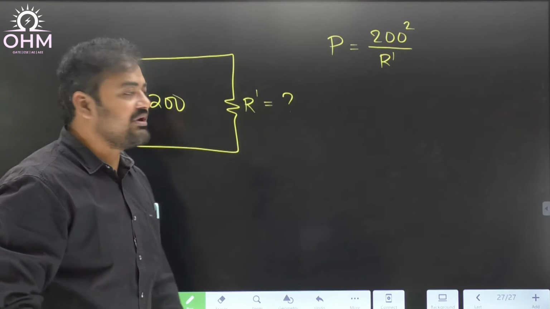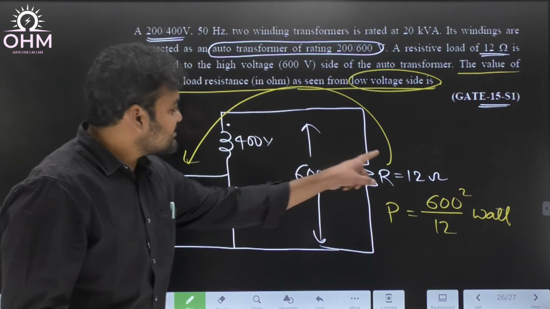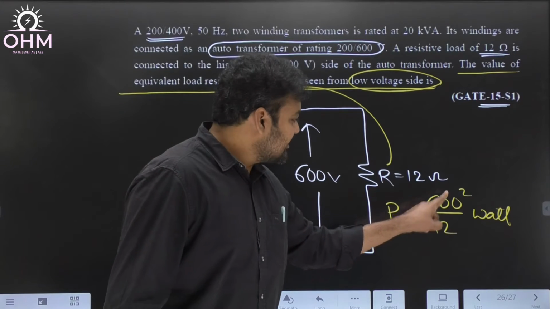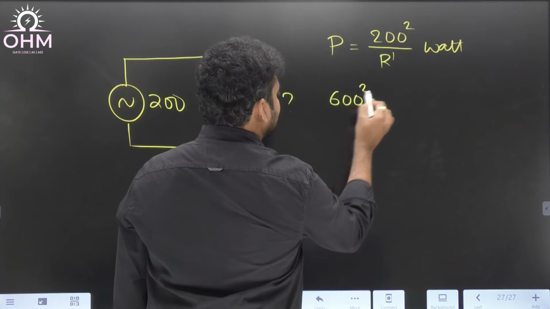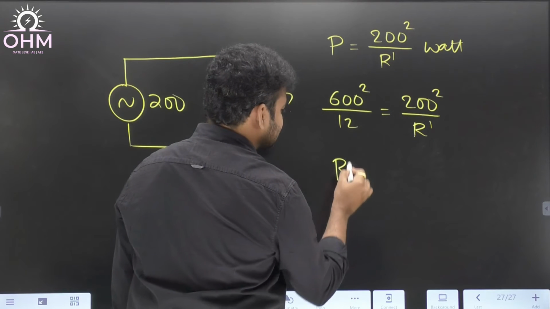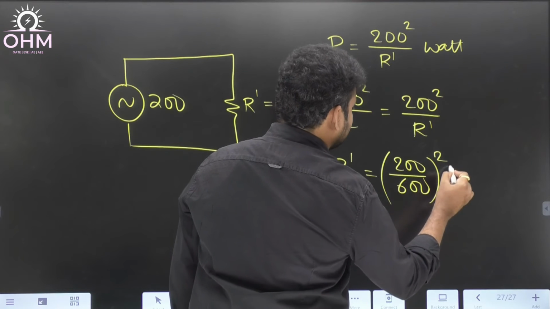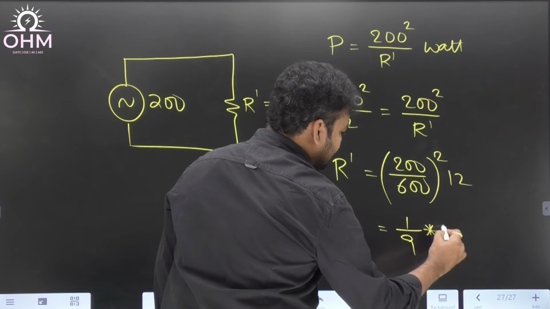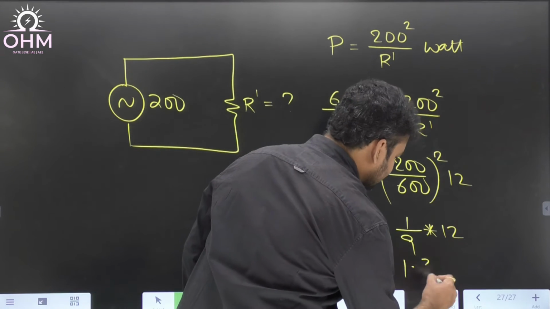V square by R is the power drawn by resistor. Now this power and the previous case power must be same. Even if I transfer the resistor, the power drawn by that resistor should not change. Therefore, 600 square by 12 must be equal to 200 square by R dash. From this, R dash is equal to 200 by 600 whole square times 12. Okay, is it nothing but 1 by 9 times 12? Okay, so what is the answer? So the answer is 1.33 ohm.